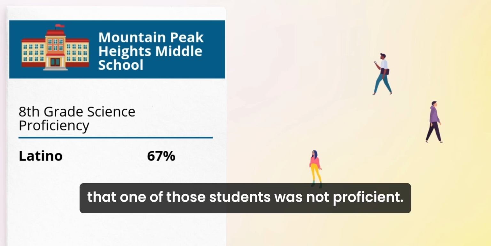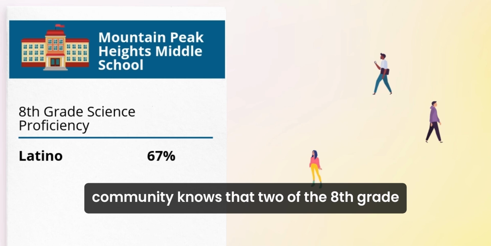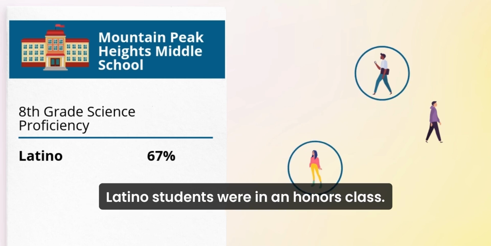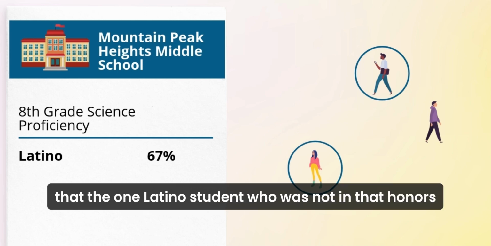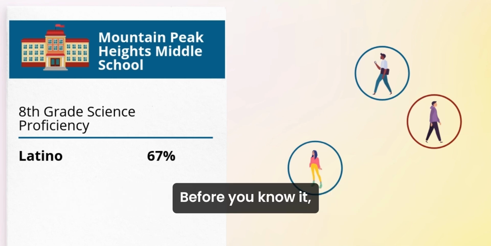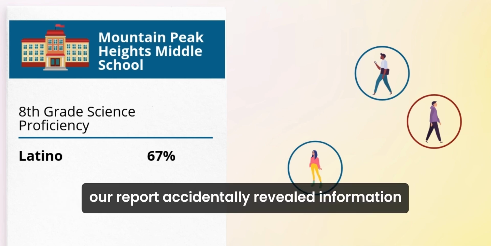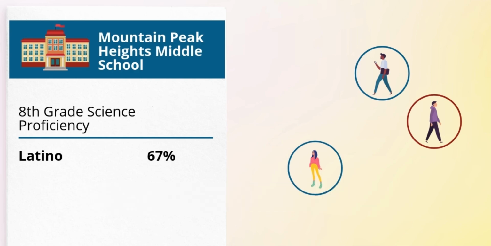They could determine that one of those students was not proficient. Even worse, imagine that someone in the school community knows that 2 of the 8th grade Latino students were in an honors class. They might reasonably assume that the one Latino student who was not in that honors class was the one who was not proficient on their science end-of-year assessment. Before you know it, our report accidentally revealed information about individual students.